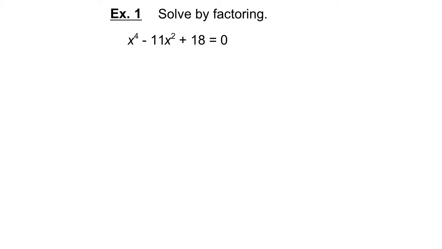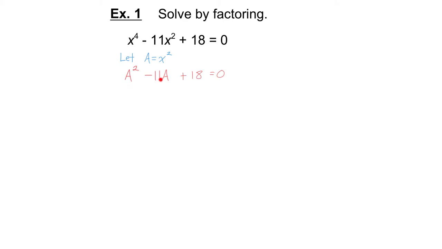However, this one's tricky because x to the exponent 4 is a square number. So I'm going to do a little trick here. I'm going to let a represent x squared. So x to the 4 is actually a squared. And minus 11x squared, well, if x squared is equal to a, then I can rewrite this as minus 11a. So if I finish this off, I end up with a squared minus 11a plus 18 equals 0. This now looks like a simple trinomial. So I can factor it like that.